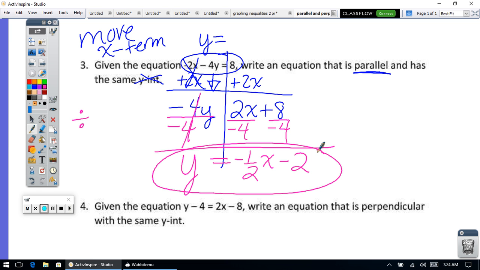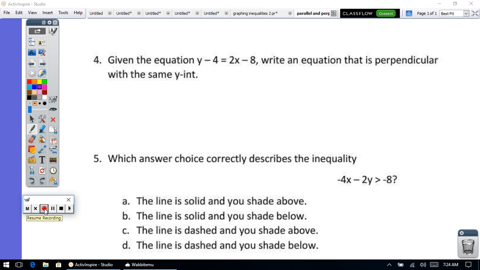Now we can look at how do we do parallel. It needs to be the same slope. And think about it. If I use the same y-intercept, if I had 2 equations that were the same, they wouldn't be parallel. They would actually be right on top of each other. So really, in order to write an equation that is parallel, you must change the y-intercept. So in this case, we just wanted you to put it in y equals form.